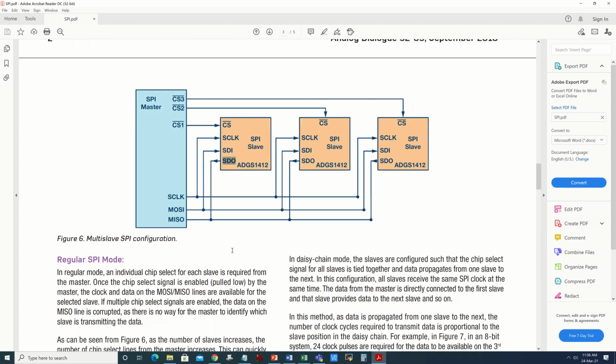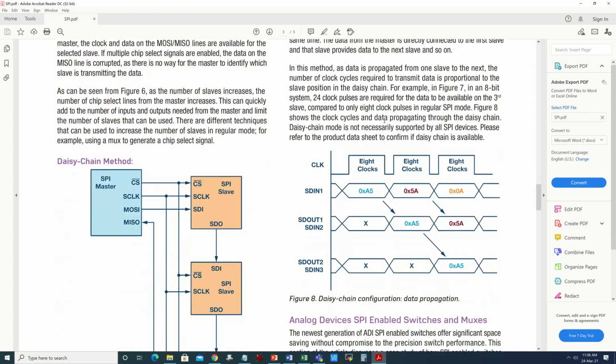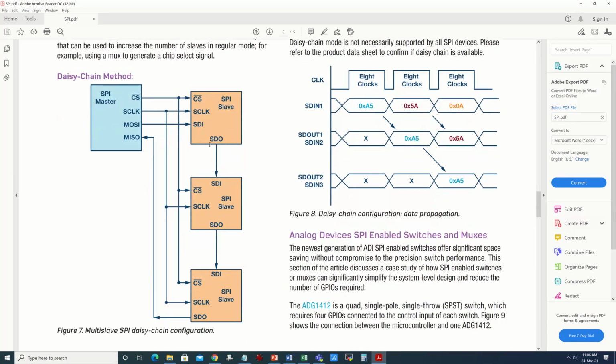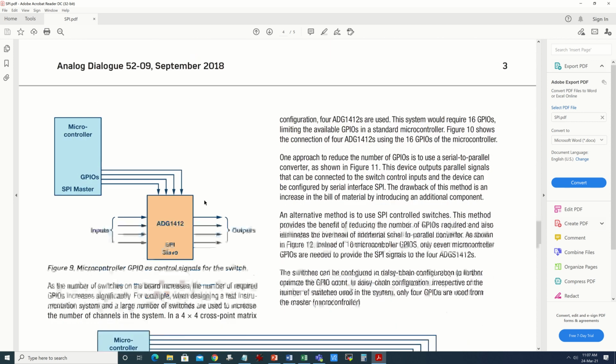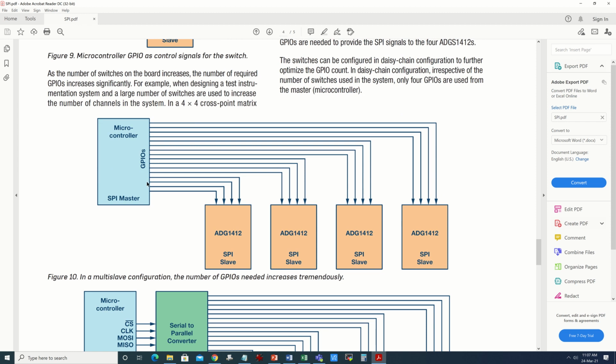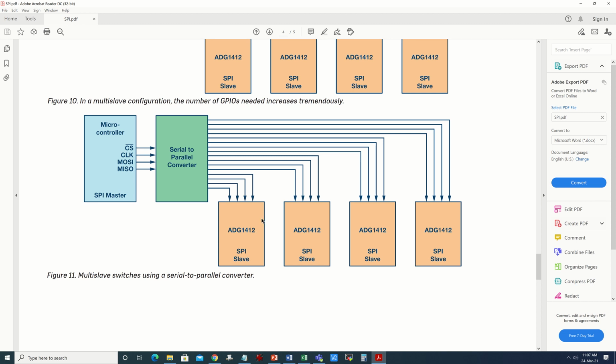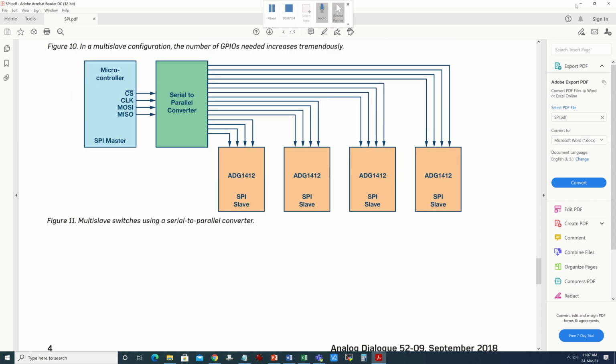So this is one way to connect multiple slaves, by using individual chip select lines. There are multiple CS bar signals connected. You can also do daisy chaining, where SDO of one peripheral is connected to SDI of the next peripheral. This is the daisy chaining method that we had already studied. They gave some more examples from their product portfolio. You can look at the data sheets of these devices and try to understand what exactly they are trying to do here.